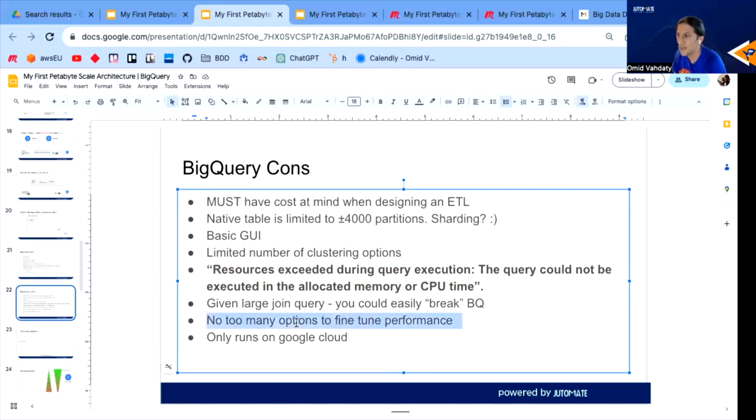There are not too many options to do some performance fine-tuning, except rewriting your query and going over your execution plan. And it only runs on Google Cloud. Some people find it very useful to use a cloud vendor agnostic solution.